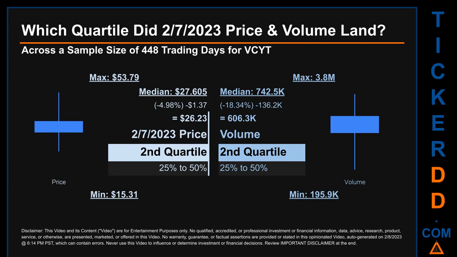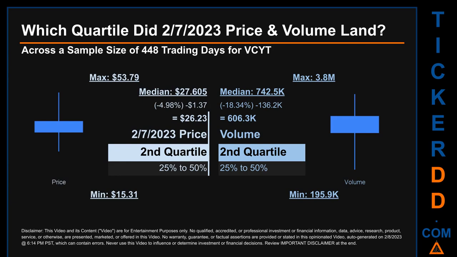Which quartile did the 7th of February 2023 price and volume land? Across a sample size of 448 trading days, the maximum end-of-day price for VCYT was $53.79 while the minimum was $15.31. Within that price range, the 7th of February 2023 price, of $26.23, landed within the second quartile, putting it within the 25% to 50% range of all sampled end-of-day prices.